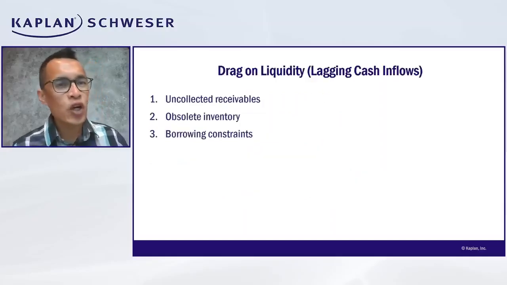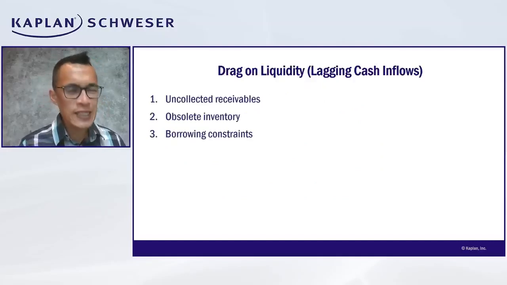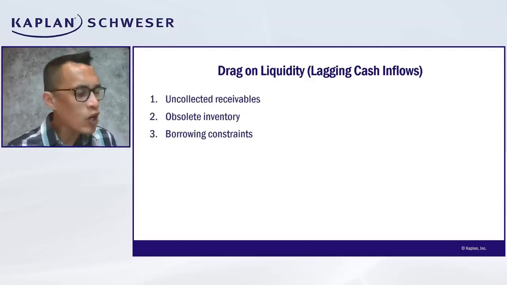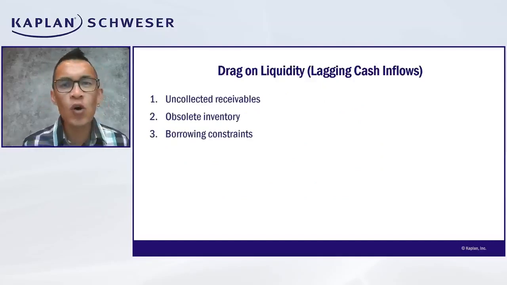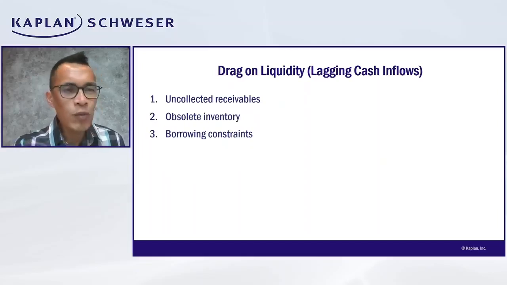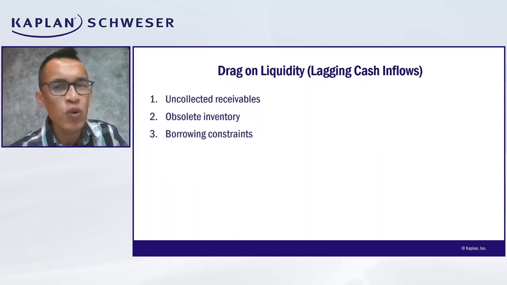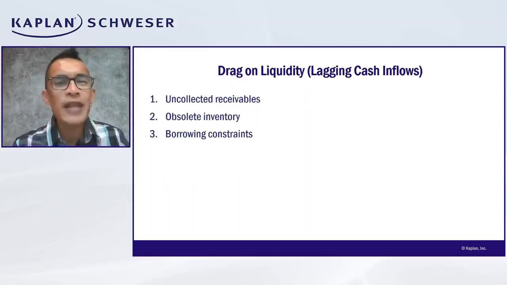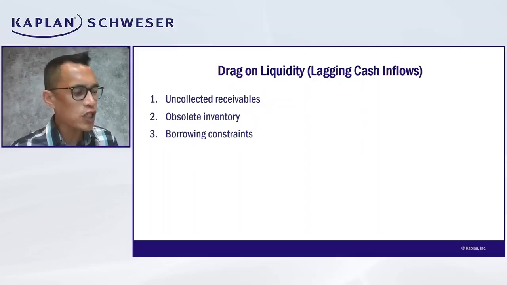Let's take a look here now. First slide, drag on liquidity. Okay, so really in short, drags on liquidity are bad. Which sort of means here that your inflows of cash are not coming in as you expect them to. So I'm going to briefly describe 3 examples that impair cash inflows.